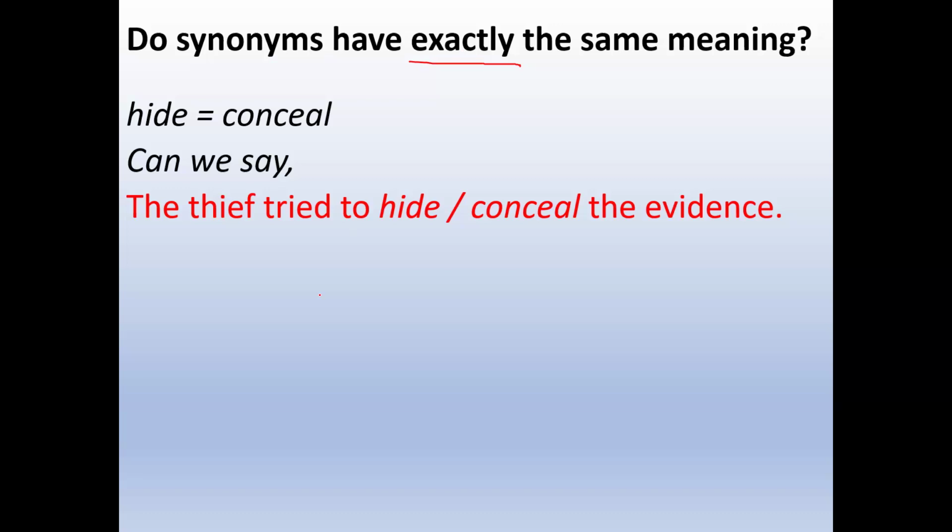Right, what is the word? Hide or conceal? What do you think? Conceal. The thief tried to conceal the evidence or hide the evidence? Conceal the evidence. May I know why, Buddhini? Because conceal means it's an intentional, deliberate attempt to hide something. So a thief would deliberately try to hide the evidence, rather than if you say hide, it can be just keeping something out of sight. It can be intentional or not.